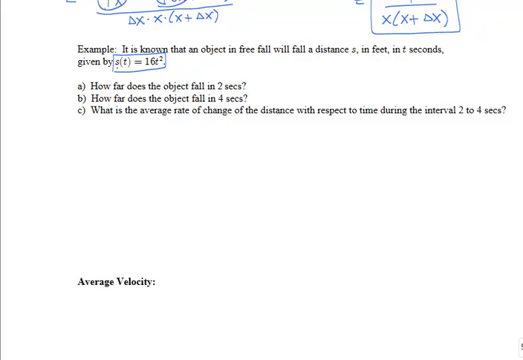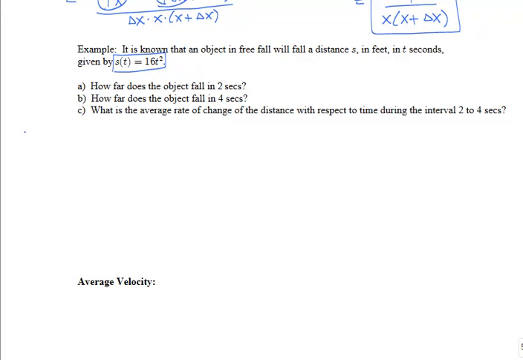So this is coming from physics. You don't need to know where it is derived from or how it comes about, but it's based on that acceleration due to gravity. This 16 is half the acceleration due to gravity in feet per second squared. So this is our distance of the object falling in t seconds.